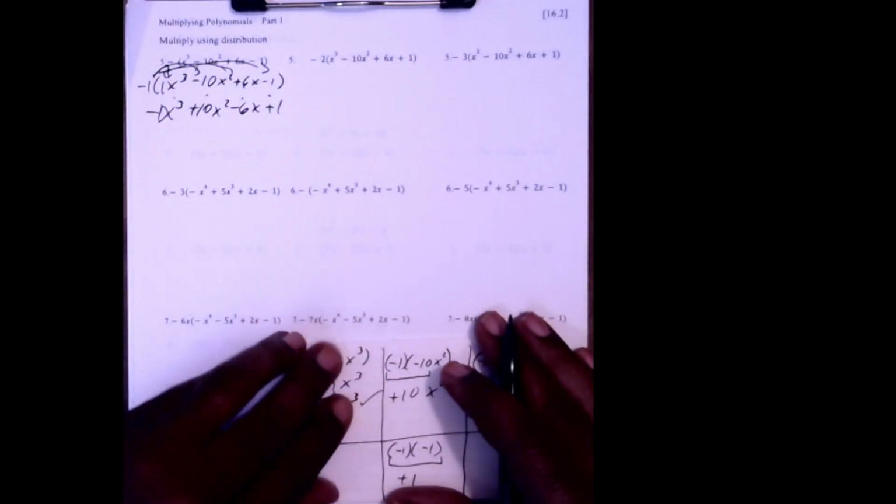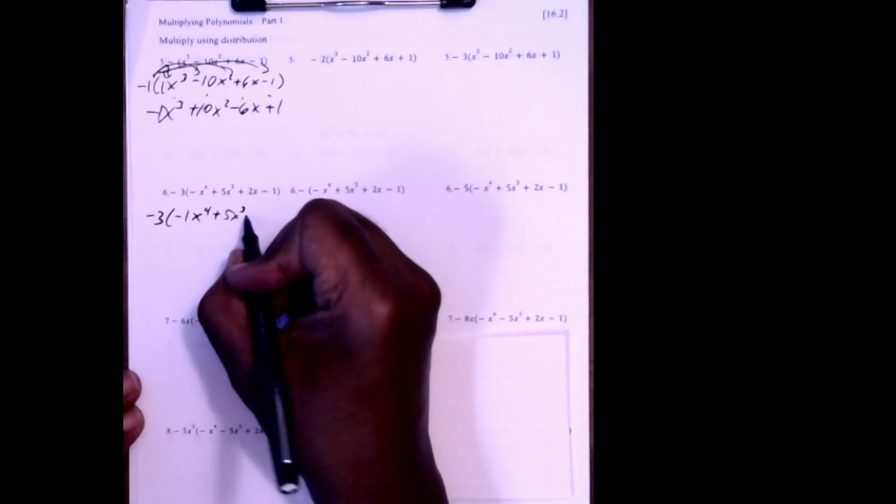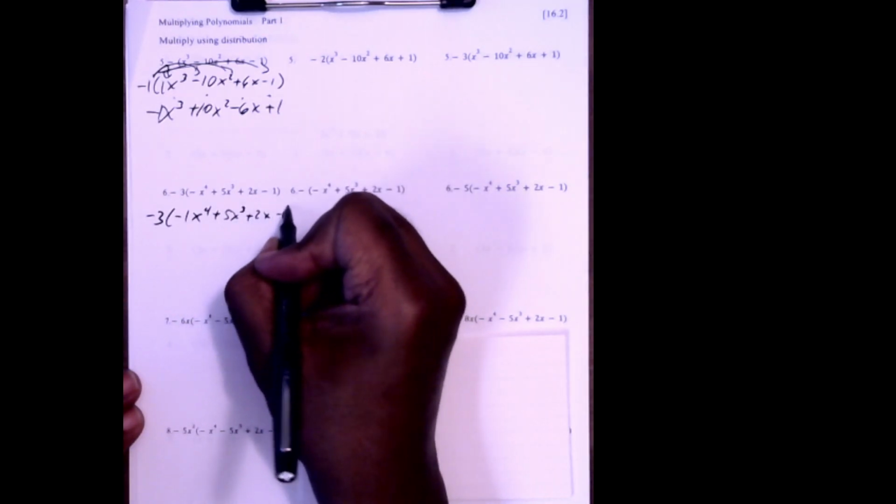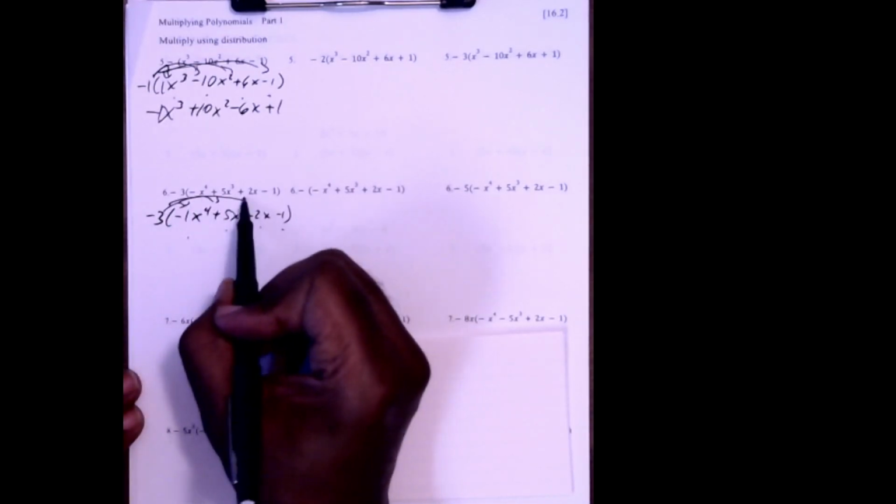Okay, what we have here is a negative 3, and I'm going to put an understood 1 here. Everything else has a coefficient, 5, 2, and there's a constant 1. So negative 3 here, and this will be a negative x to the 4th. I'm going to put the understood 1 there, plus 5x cubed plus 2x minus 1. And then we're going to have 1, 2, 3, 4 distributions here. So let's point to all our distributions and start the process.